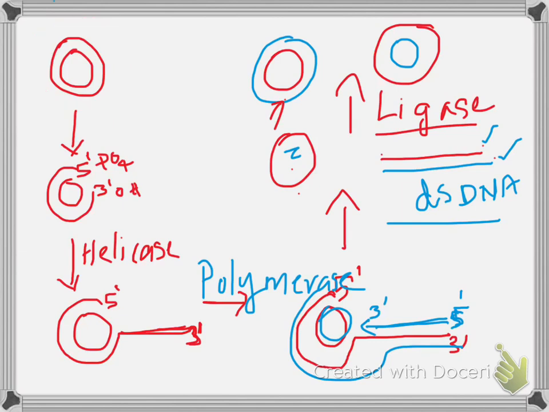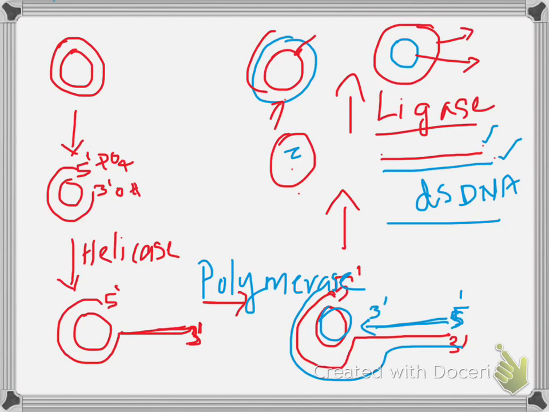Here you can see the old strand is inside and new strand is outside, and in this case the old strand is outside and new strand is inside. So this is the rolling circle model of replication.